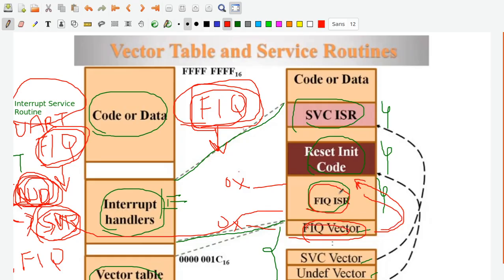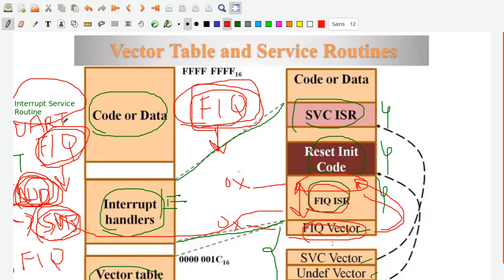The FIQ handler is basically the interrupt service routine. Handler and interrupt service routine, sometimes also called the interrupt routine. It will branch to the starting address of the FIQ ISR and do whatever it has to do. The interrupt service routine basically handles the exceptions. What do you mean by handling the exception? It means what you have to do whenever any exception is raised. For example, an FIQ exception has been raised.